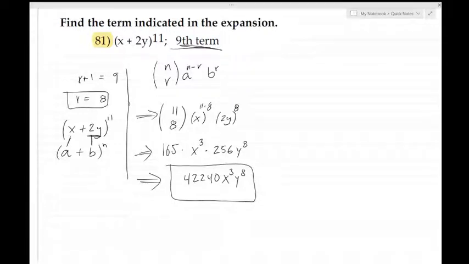Okay, hopefully that made some sense, and if not, please do go back through the steps and make sure that you understand them.